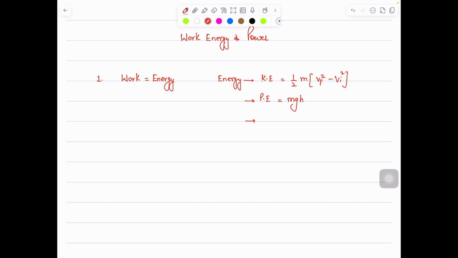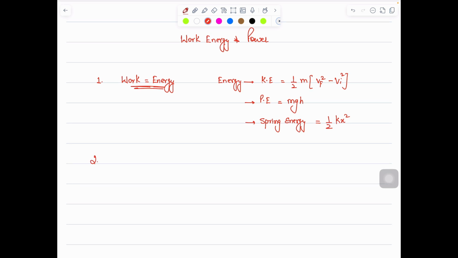Third is your spring energy, which is equal to half kx square, where k is your spring constant. Okay, fine. That is the work and energy.